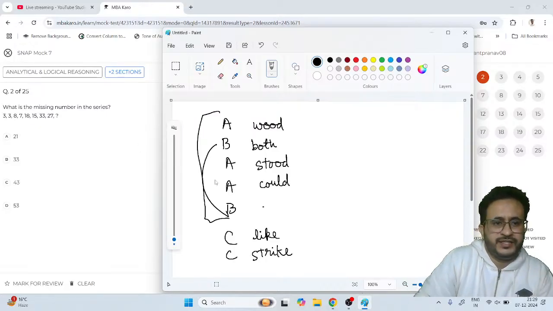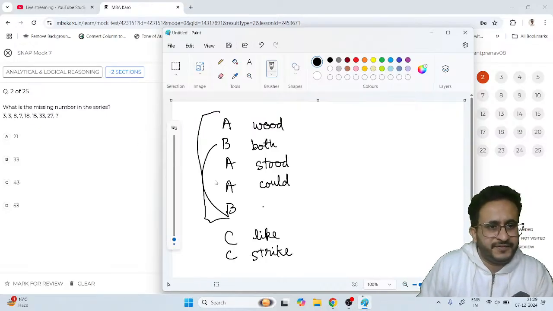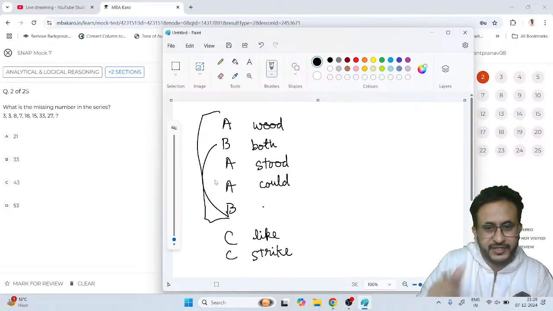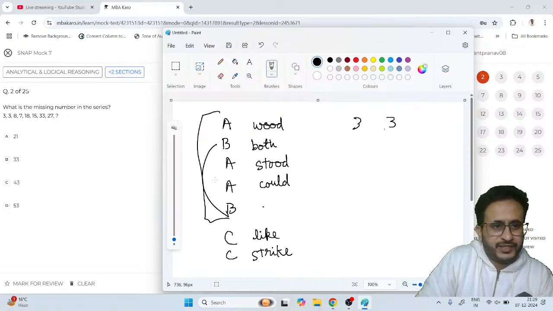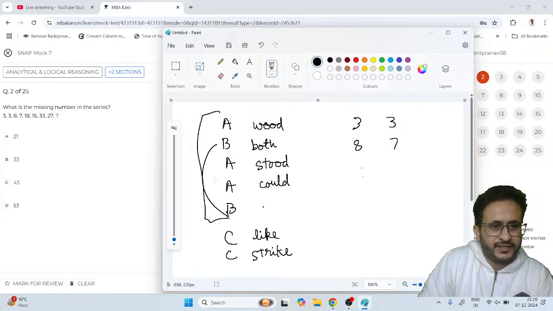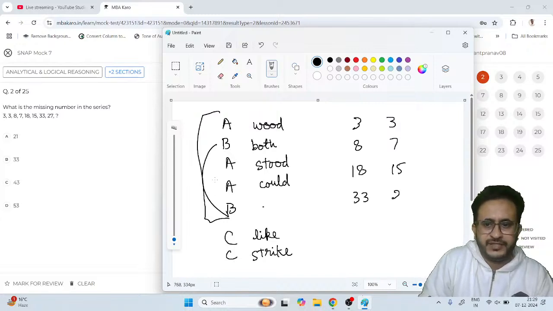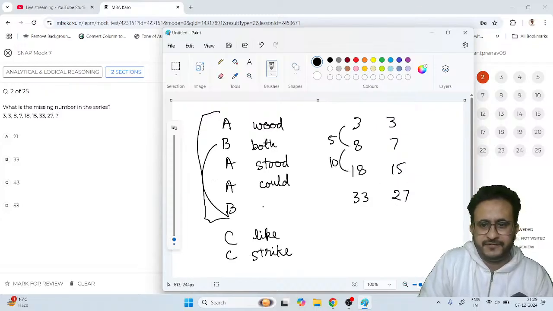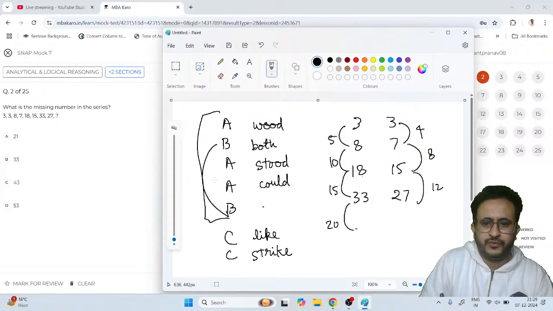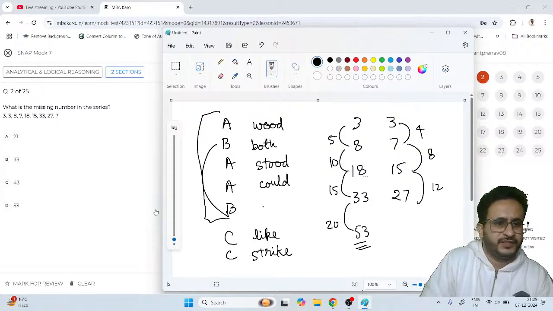Okay, so this is 3, 3, 8, 7, 18, 15, 33, 27. Looks to be a double series. So 3, 8, 18, 33 and 3, 7, 15, 27. This is an increase of 5, 10, 15, and this looks 4, 8, 12. So the next term is going to be addition of 20, that is going to be 53.